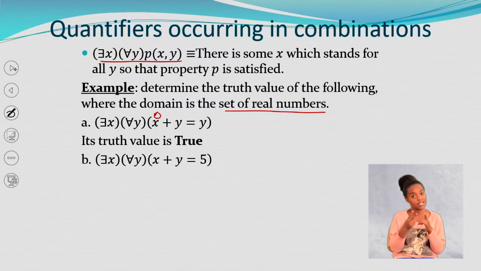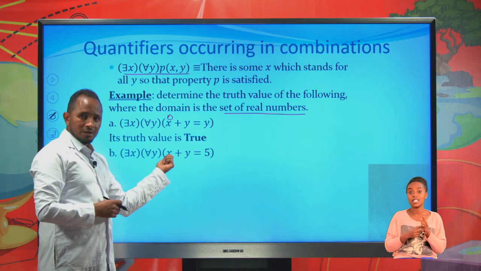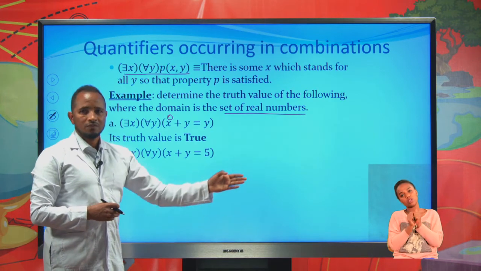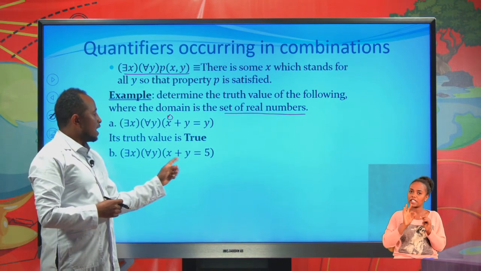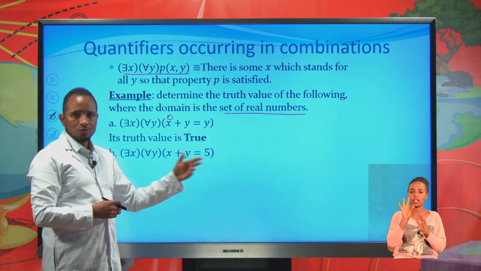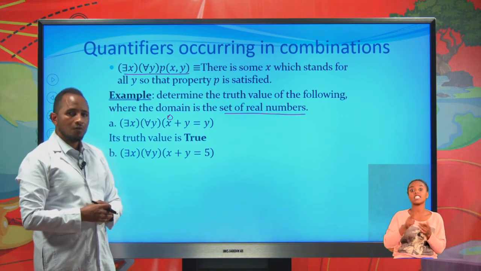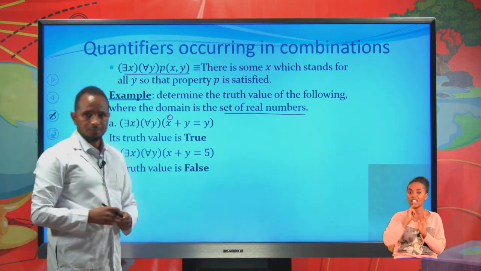Now let's see this one. Here it says, for some x, for all y, x plus y is equal to 5. It means that there is one fixed value of x, so that if you add it with any real number, it gives you 5. If you try, you can't find one. A fixed number added with any real number gives 5. It's not possible. Therefore, we can't find a fixed x added with any real number to give 5. So, this statement is false. Its truth value is false.